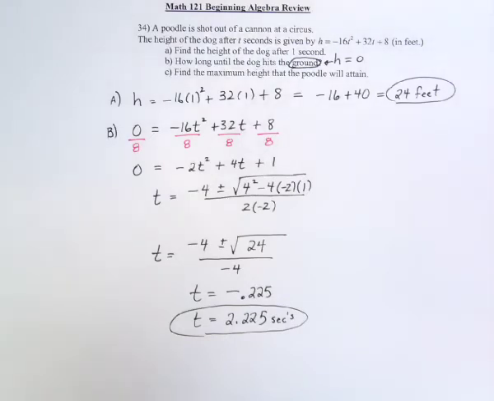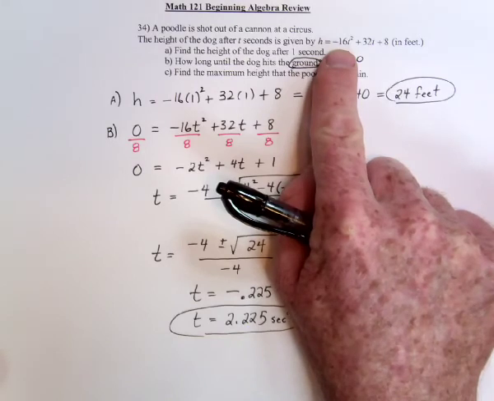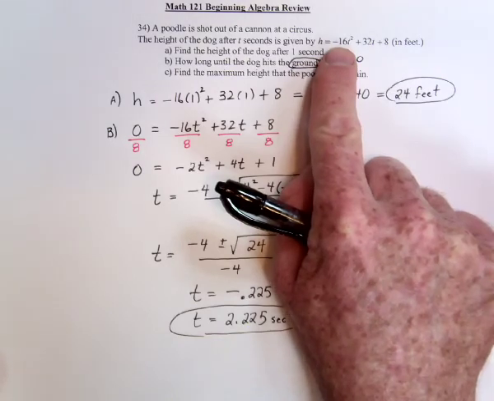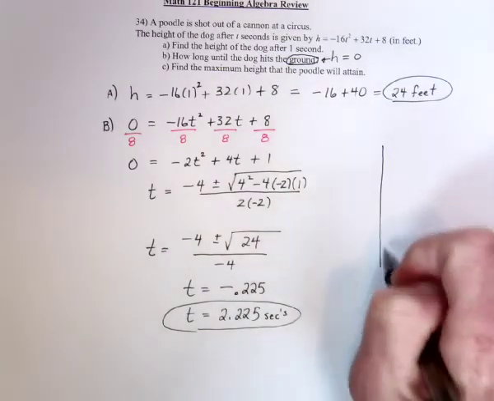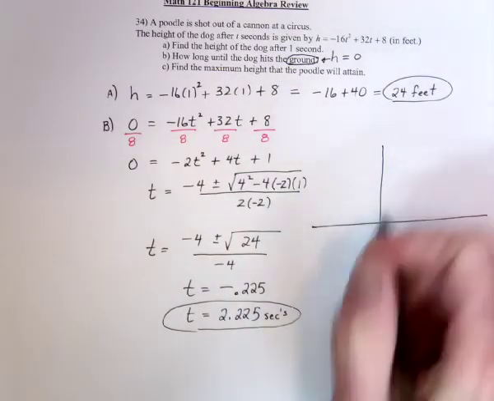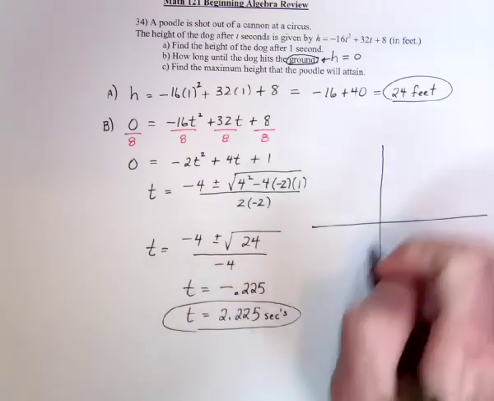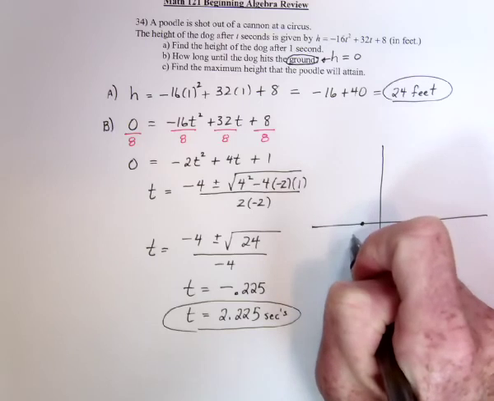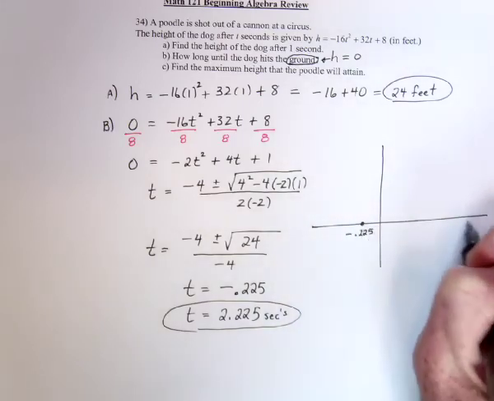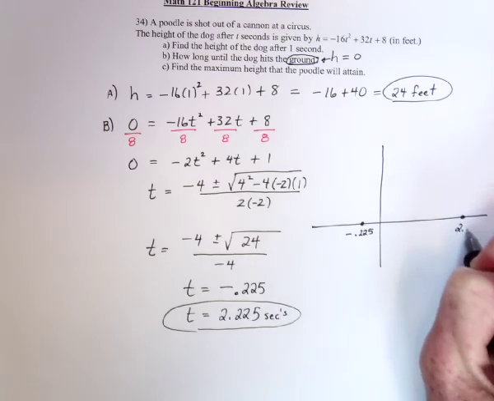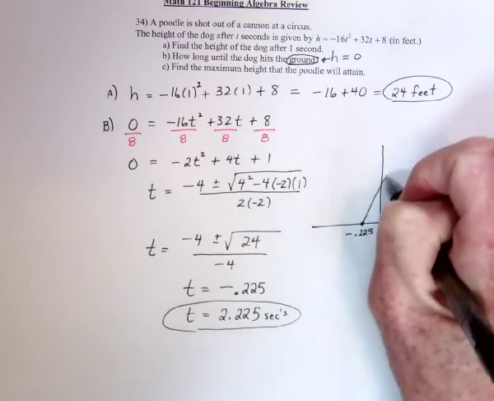Now for part C. Because this has t squared, it's a parabola. And because it's starting out with a negative, it's a parabola that looks like this. So this is actually useful because these are actually the x-intercepts, or t-intercepts. So negative 0.225, and then over here positive 2.225, and then it would look like this.